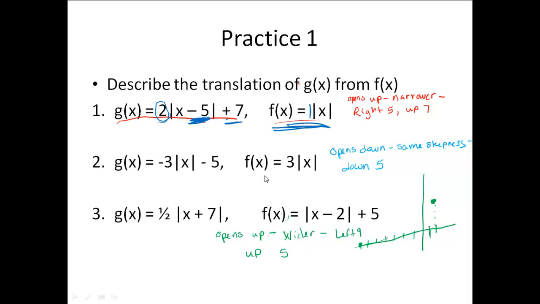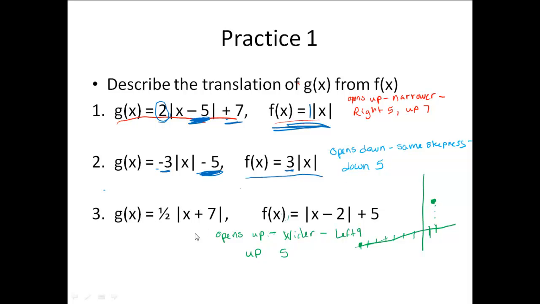Second one, we're not comparing it to the parent function anymore. So for a, well, we have a negative compared to a positive, so this g of x is going to open down. But as far as steepness goes, they're going to have the same steepness because the absolute value of 3 is the same as the absolute value of negative 3. So the steepness of those two does not change. And then to get g of x, I also included this minus 5, so that's a shift of down 5.